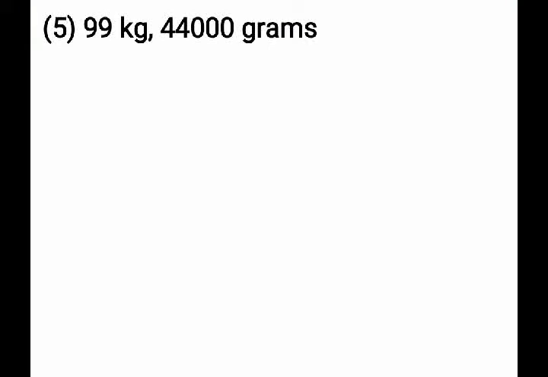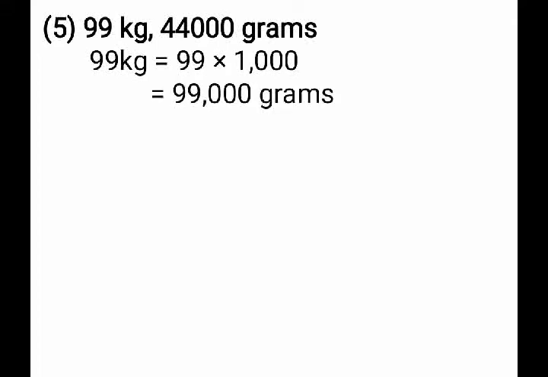Next, 99 kg, 44,000 grams. First quantity is given 99 kg. Second quantity is given 44,000 grams. If first quantity is given unit kg, you have to convert into grams. Means you have to convert kilogram to grams. That is 99 kg is equal to 99 multiplied by 1000. That is equal to 99,000 grams. I have converted kilogram to grams. When you are converting kilogram to grams, you have to multiply by 1000, because 1 kilogram is equal to 1000 gram.